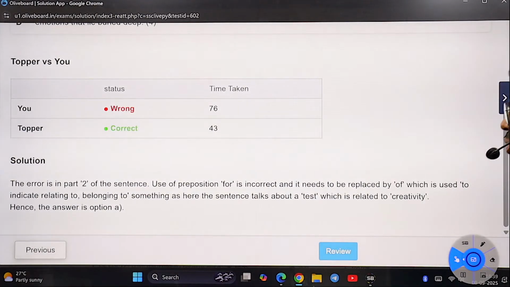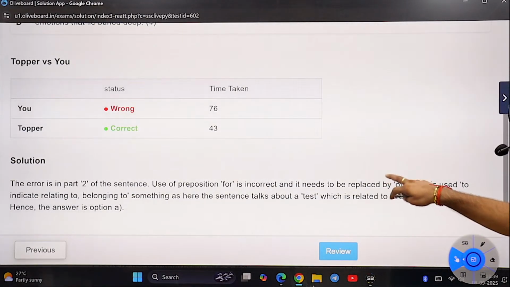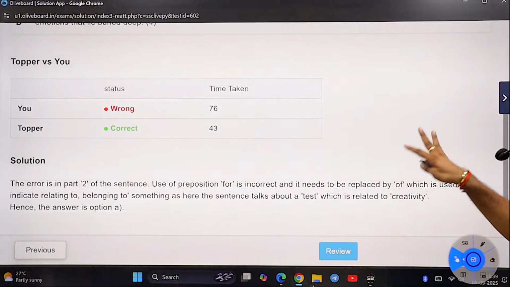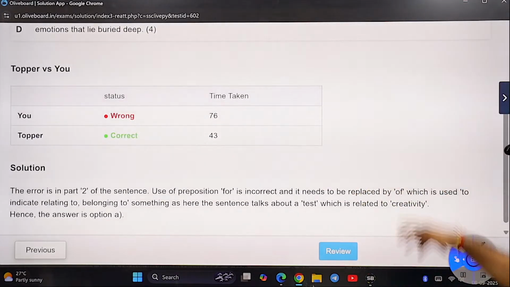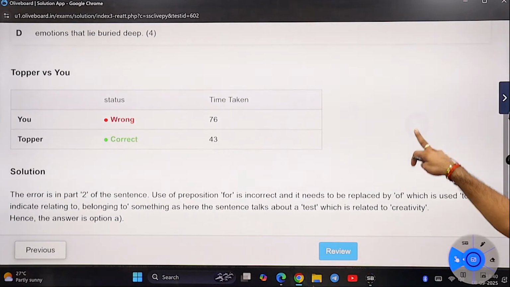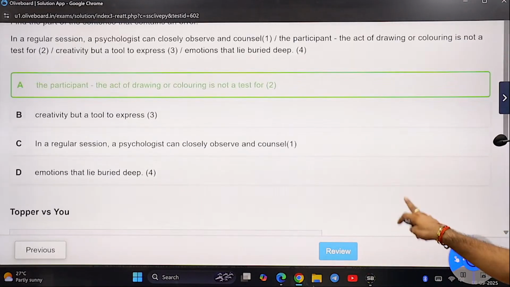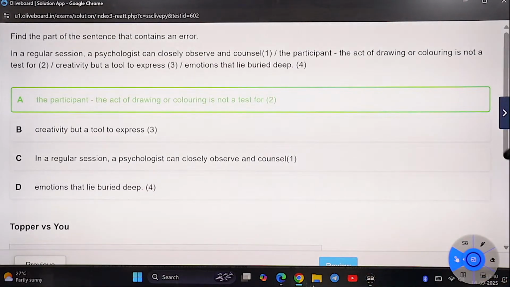Okay, which is used to indicate... Okay, "of" will be fine. I thought "to" will be horrible. I didn't find anything such, belonging to something as this and that. A test which is related to creativity. Okay, "of" will be okay.